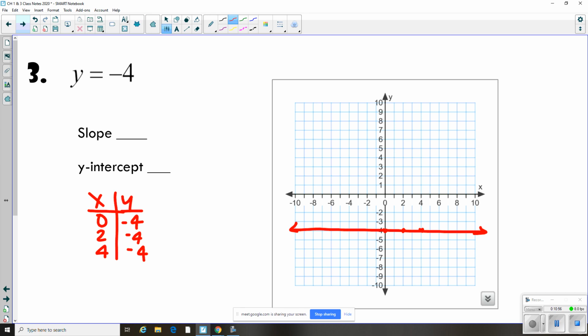I have done this a couple times, I promise. Make yourself an XY table if you are not sure. A y equals is always going to be a horizontal line, and x equals is always going to be a vertical line. But for some reason, we always flip-flop them, right? And that's fine. Just help yourself out. What's the slope of every horizontal line? 0. And my y-intercept was? Negative 4. If I make myself a little note, all vertical lines are x equals. What's the slope of every vertical line? Undefined, good. An undefined slope.